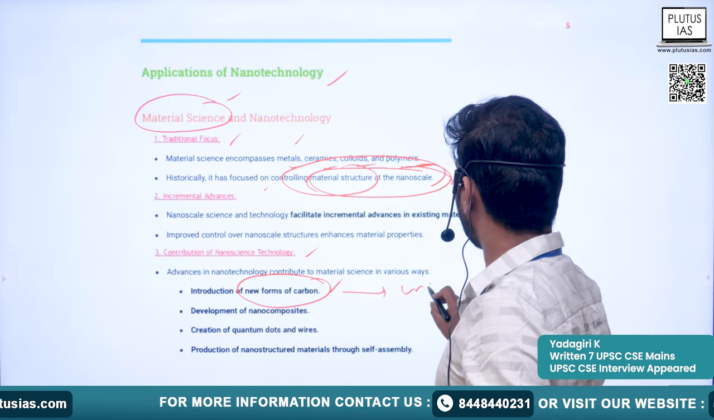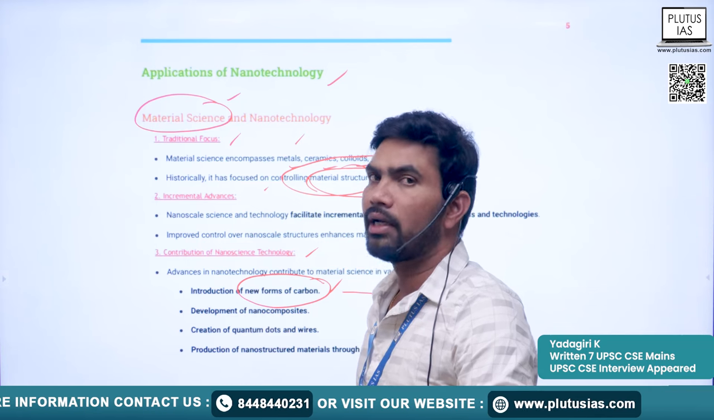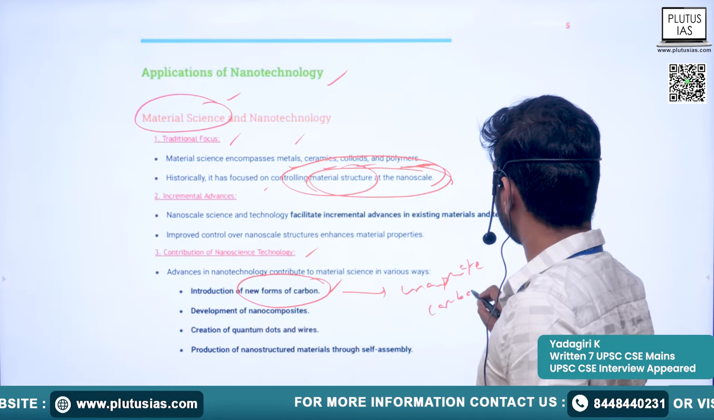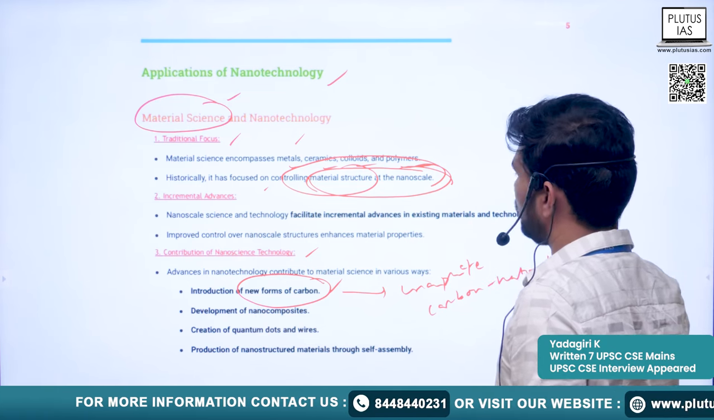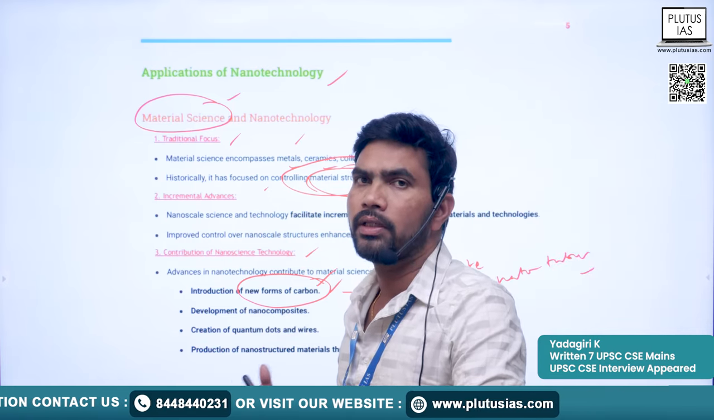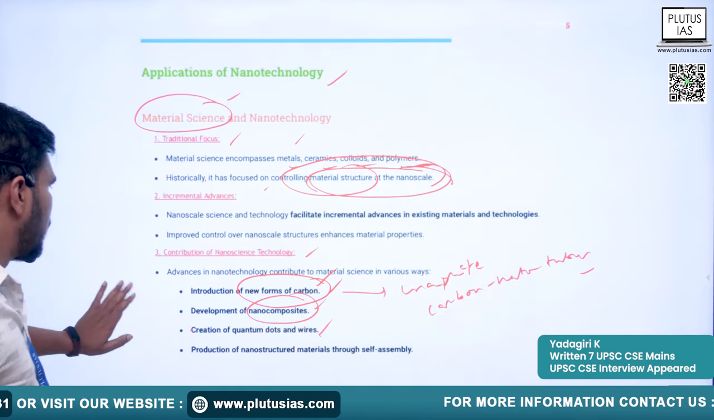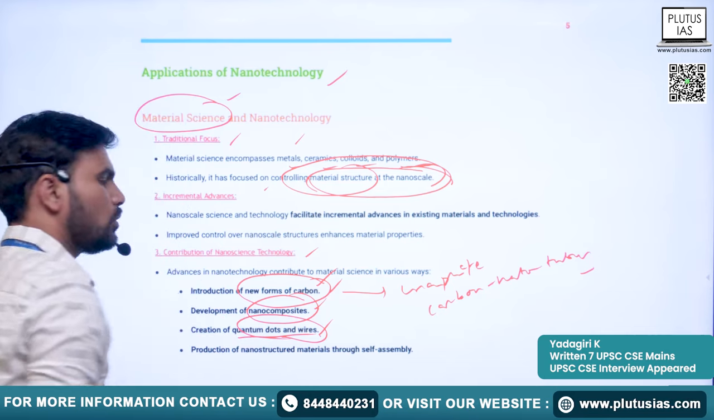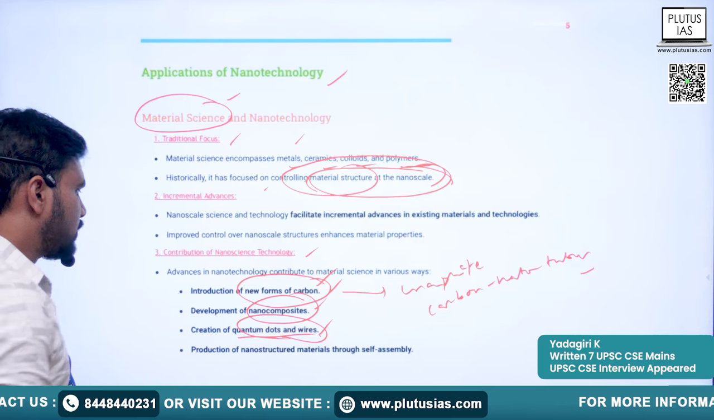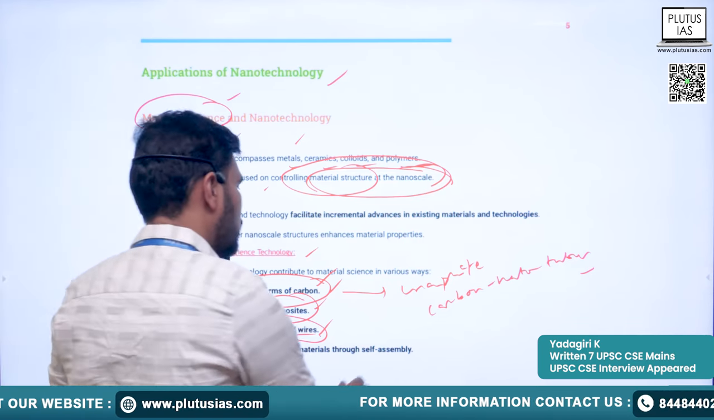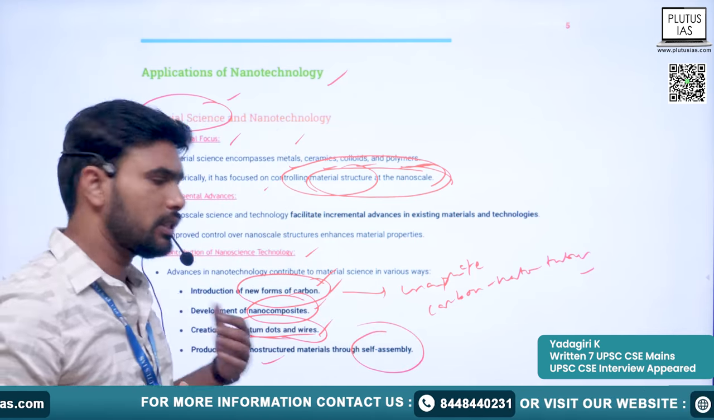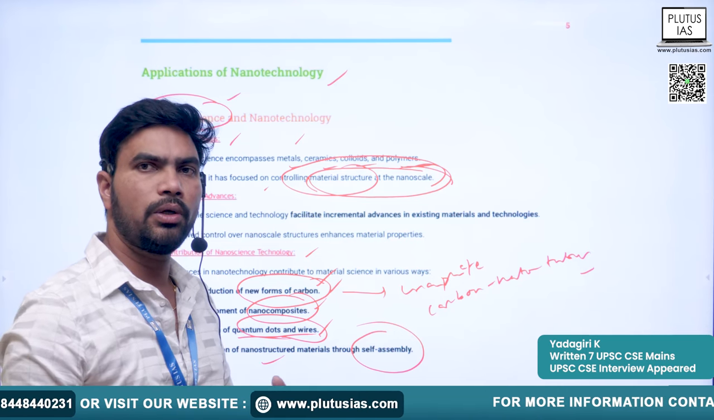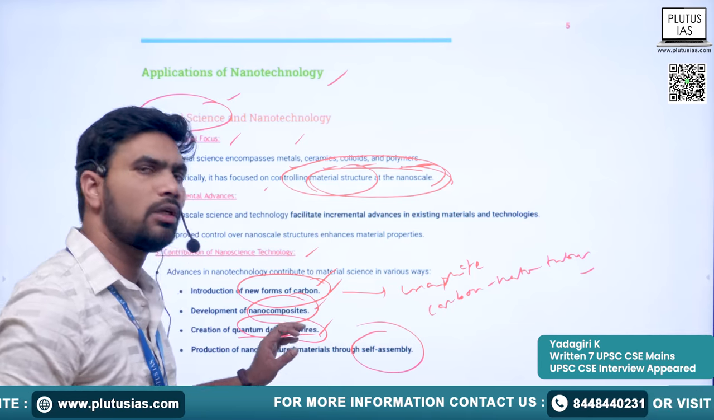So graphite, there was a Nobel prize for inventing graphite. And similarly, we have also seen carbon nanotubes. So there is an introduction of many new forms of carbon with very important applications. Next, another application of nanotechnology is the creation of quantum dots and wires. So quantum dots and quantum wires have also been realized through nanotechnology. Next one is the production of nanostructured materials through self-assembly. So the atoms themselves assemble into certain products or equipment. So this is also one of the important applications.